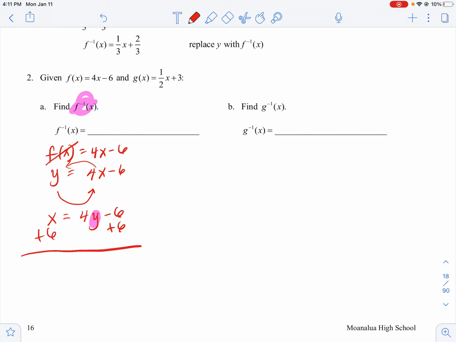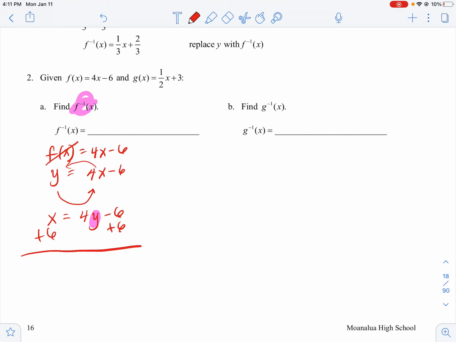All right, last one would be g inverse of x. So same idea. You are going to write the problem. Change the g of x to y. Or if it was, let's say, p of x, then I'll change that to y also. Interchange the position of x and y. Easy to follow, right? Leave y alone.